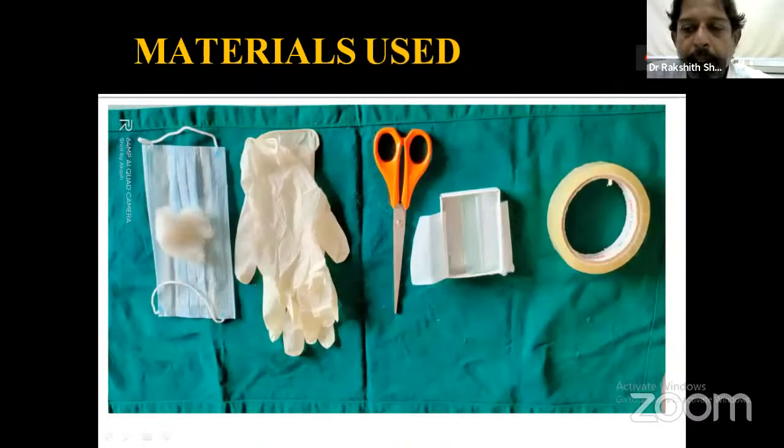Now the material which we use is the cheapest and the easiest material we can use. Normal slides which are used for histopathology or normal histology, normal sellotape, scissors, the least cost-effective material. So it is very easy for us to actually do this study.